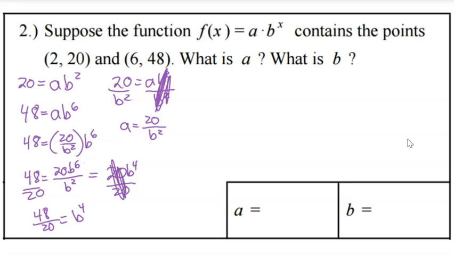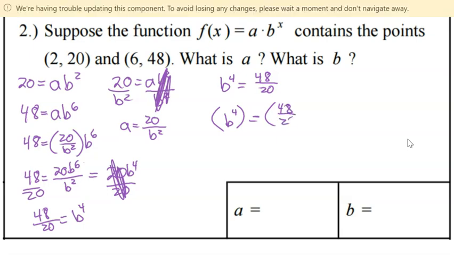I'm going to bring that over here. So we'll have, I'm going to switch it around. B to the fourth power is equal to 48 over 20. Now you can reduce this 48 over 20, but you don't have to. So now we're going to put parentheses around both sides. So b to the fourth equals parentheses 48 over 20.